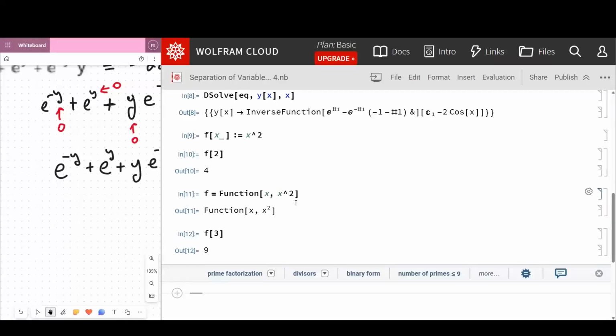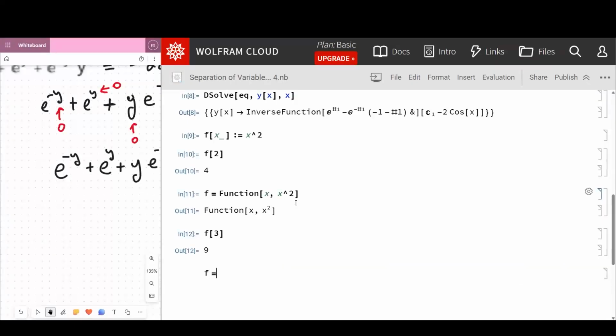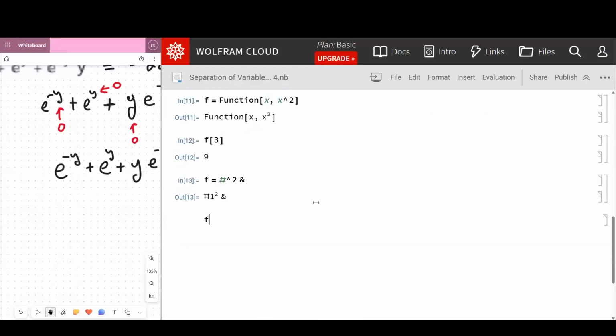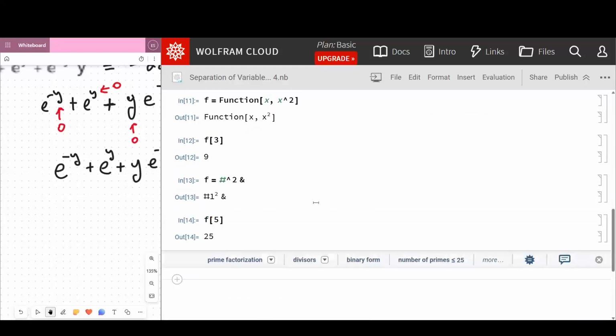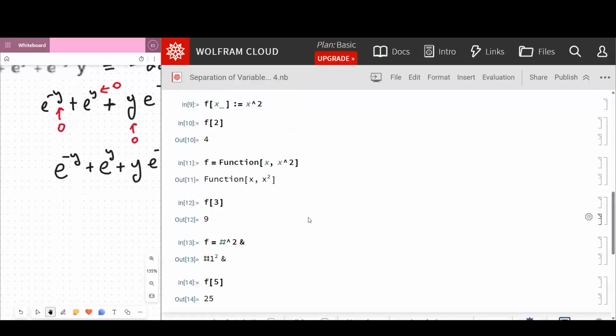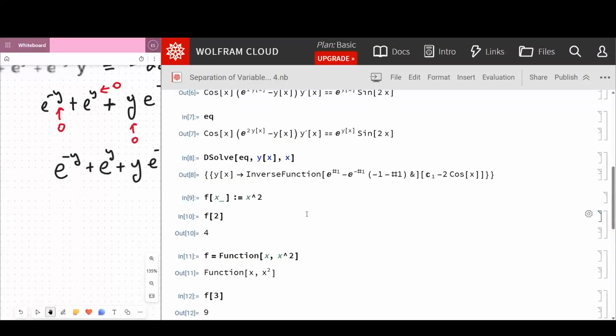A third way to define a function is to say f equals, and then you use hashtag. You just say hashtag squared. Then one more thing you need to do is enter the ampersand to state that you're done defining the function. It's like the end of the function, right? And so now you have this expression. Again, you could do f of 5, and again we get 25. So these are 3 different ways of defining a function in Mathematica. And once we define it, we can use it in any way we like, including within differential equations.